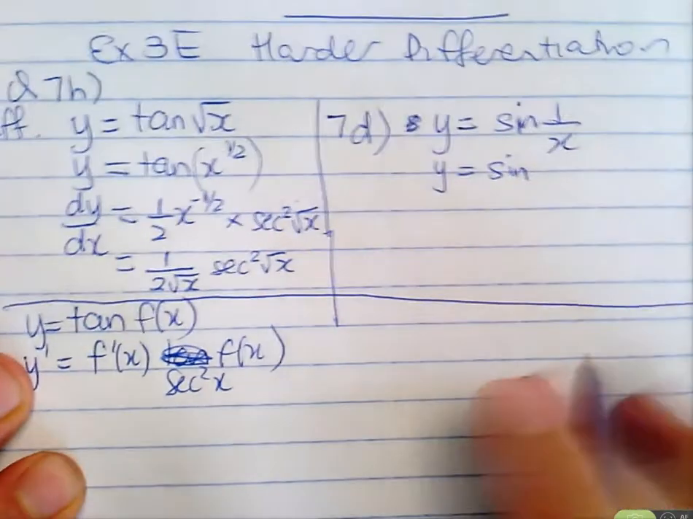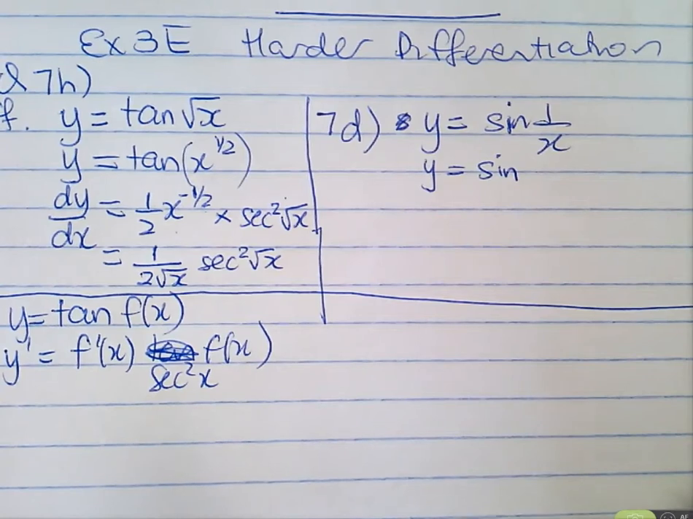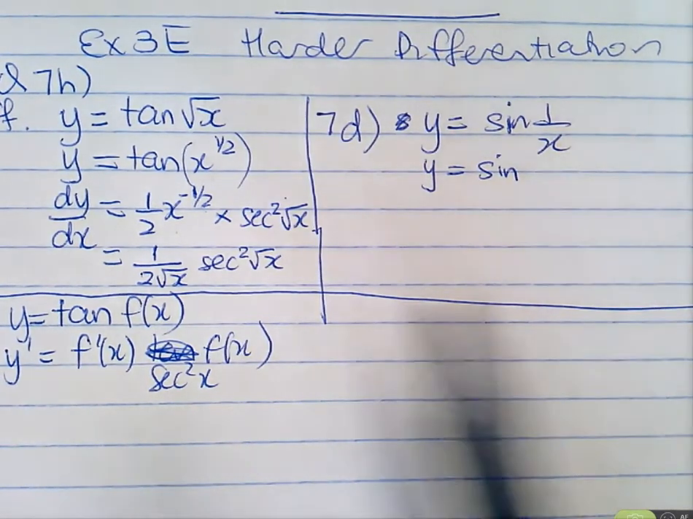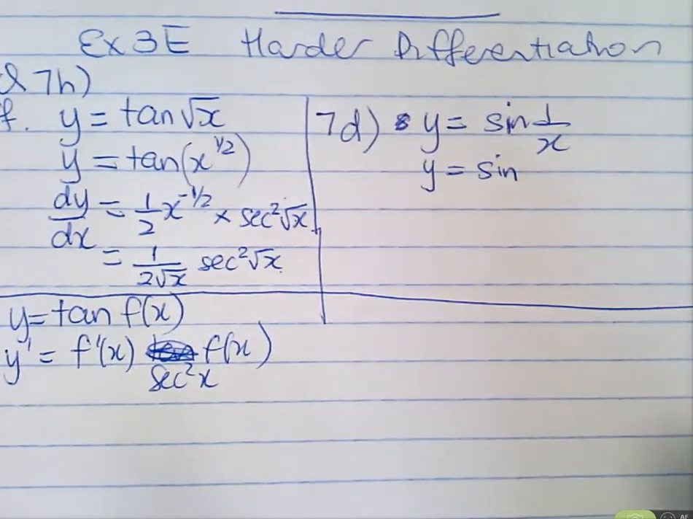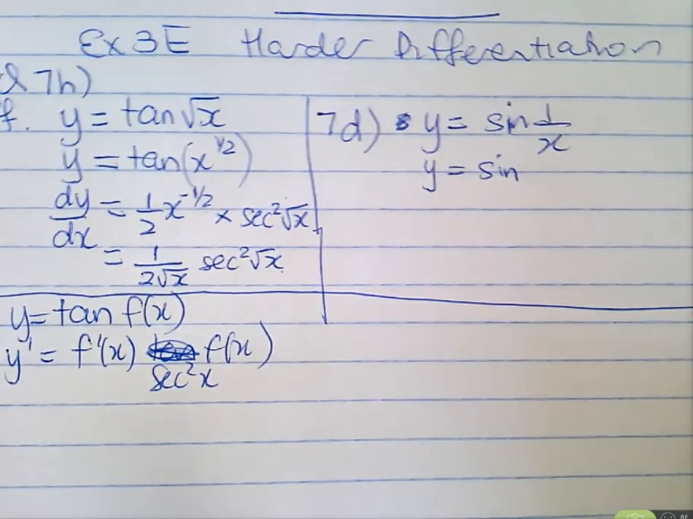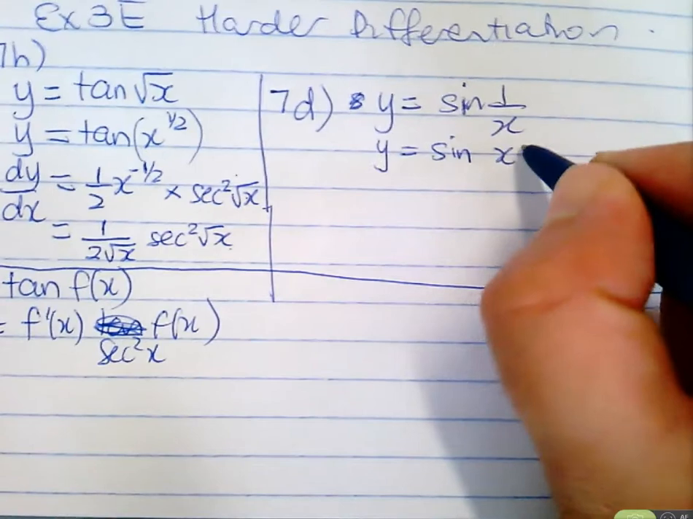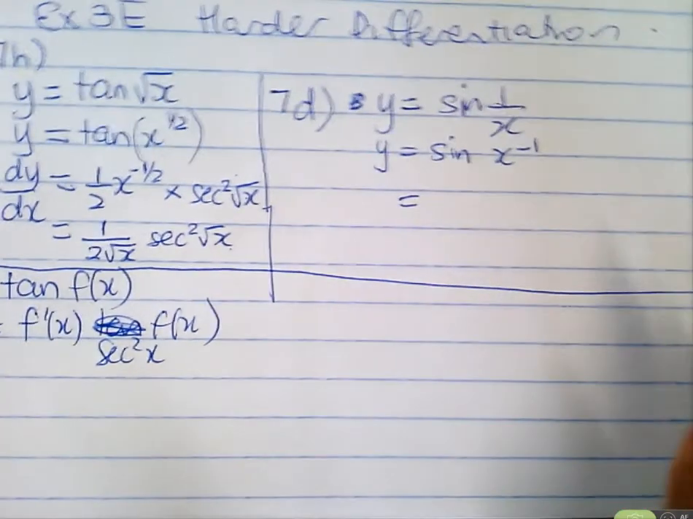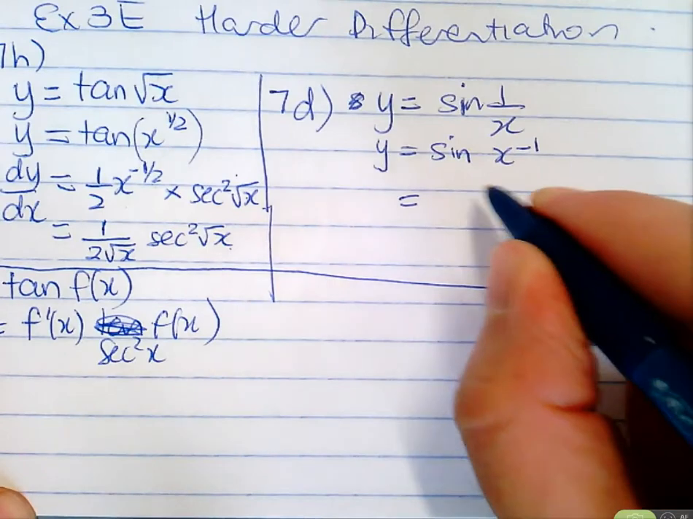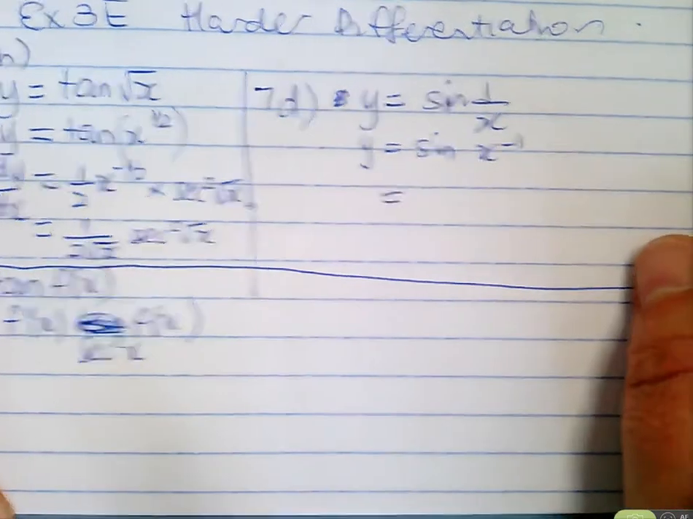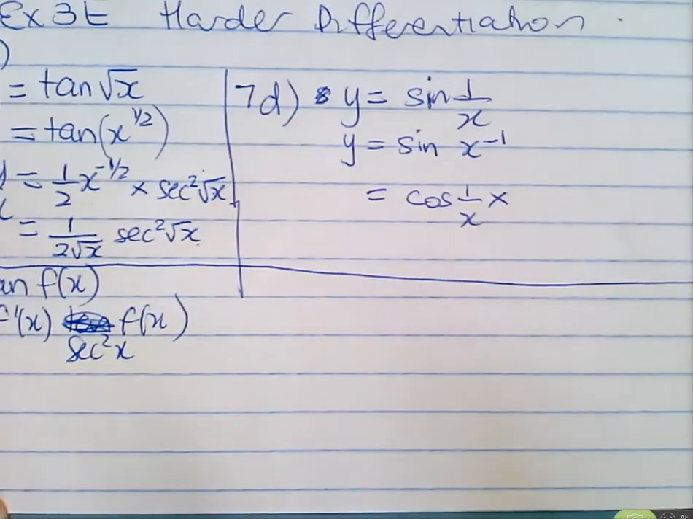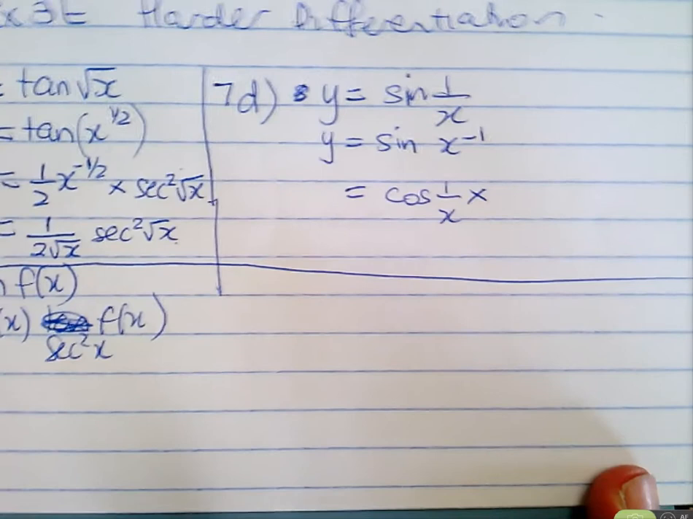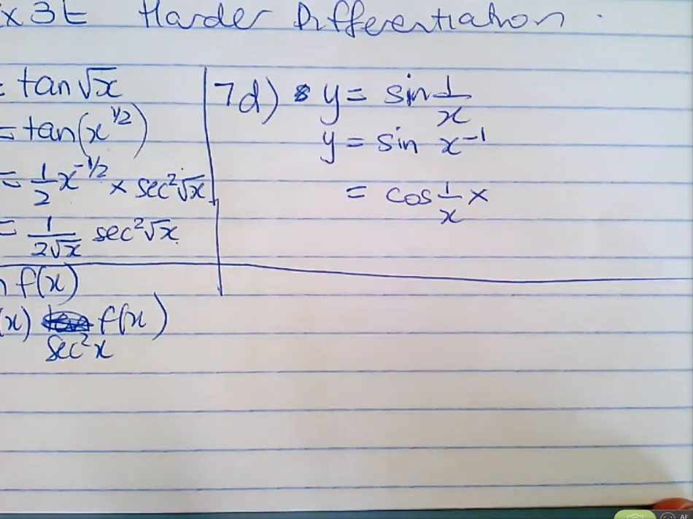The trick's your first step. You could have written x to the half there and then written root x. How do you differentiate y equals sine 1 on x? Just make it x to the negative 1. Differentiate sine and you get, what's the rule? You get cos x to the negative 1 or 1 on x times what? Differentiating, what do you get?